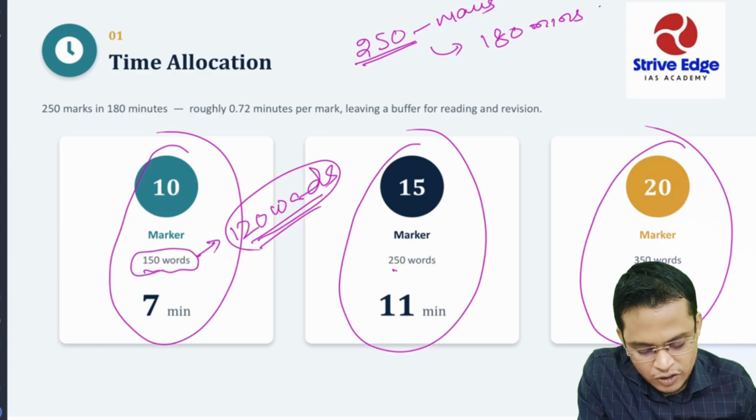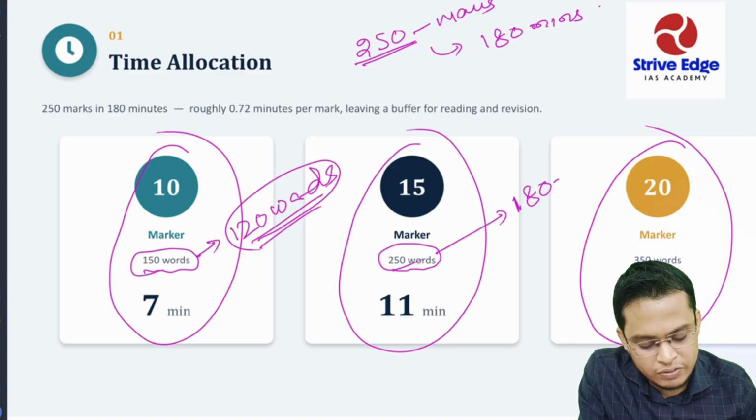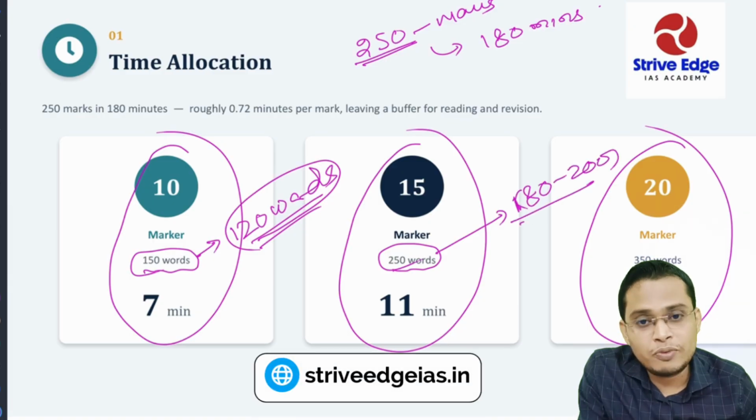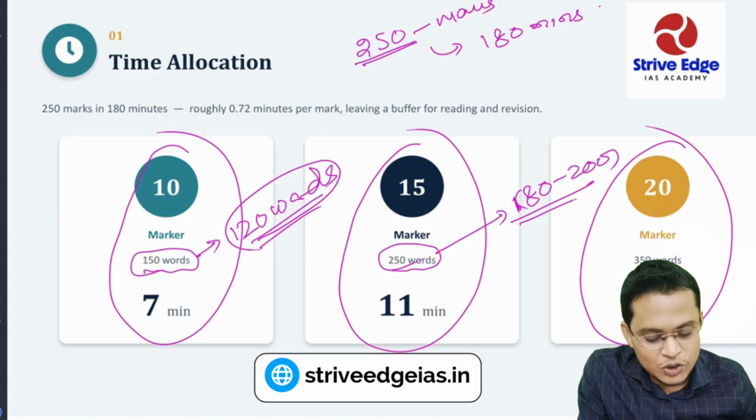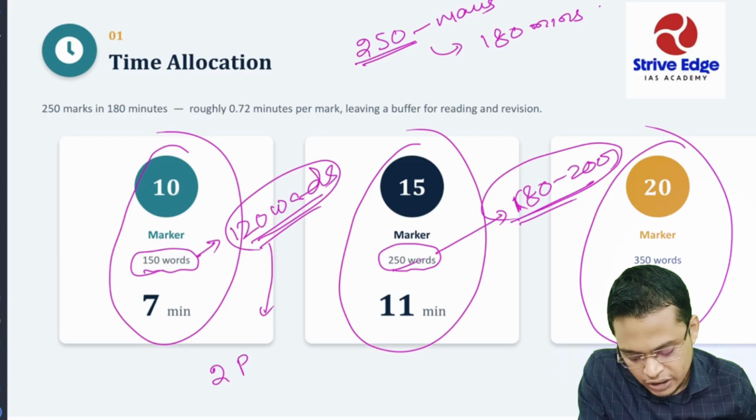In the case of a 15 marker question, again the same thing applies. You cannot write 250 words. The maximum you can write is 180 to 200 words. That is what is possible to write in 11 minutes, so you should aim for that. And in the case of a 10 marker, you have to write in 2 pages.